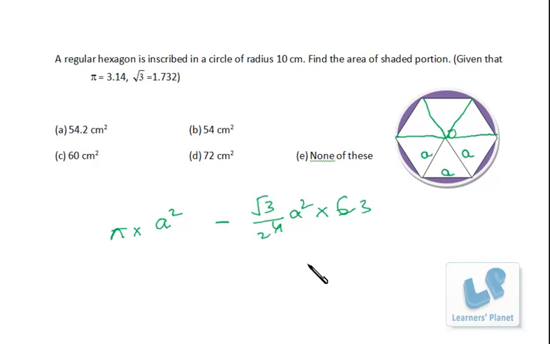You can take A square as common. So it will be pi minus 3 root 3 by 2. So this you have to solve. Now here radius is given to us as 10. I just put the value of A as 10 and solve it.